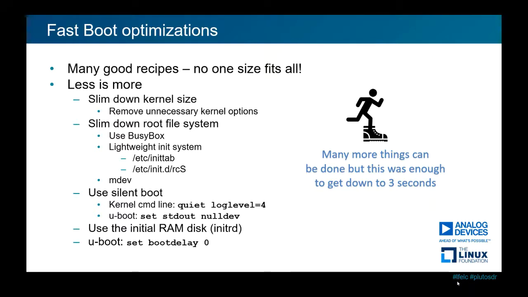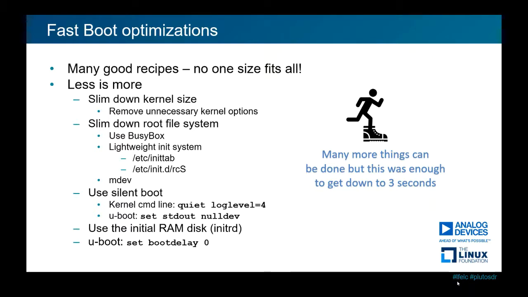When connecting such a device to a computer, the user doesn't want to wait a minute until the device is booted and is available. So fast boot was a concern for us. There are many good recipes, and of course there's no one size fits all, but in general less is typically more. So what we did, we slimmed down the kernel size by removing unnecessary kernel options. In addition, we slimmed down the root file system size. A good way to do this is to use lightweight things, for example, BusyBox, a multi-call binary that includes all the typical shell commands in a single binary. Then we use a very lightweight init system, just with /etc/inittab and some /etc/init.d shell scripts, and a very lightweight mdev implementation.